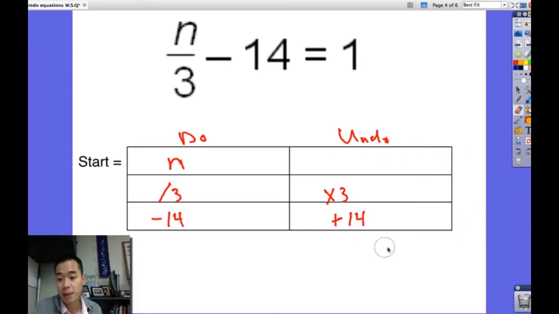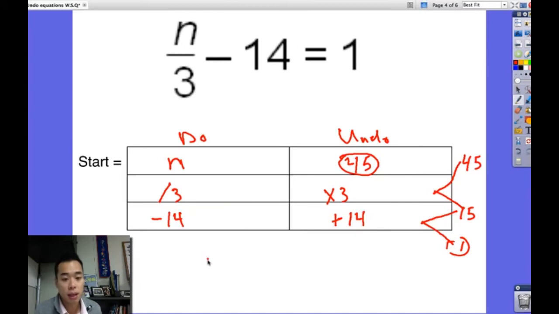So if I take my answer or my result they gave me of 1 and I run it through, 1 plus 14, I get an output of 15. And then again, zigzag in, 15 times 3, my output is 45. So my answer should be 45. So to rewrite this, you would say n is equal to 45.